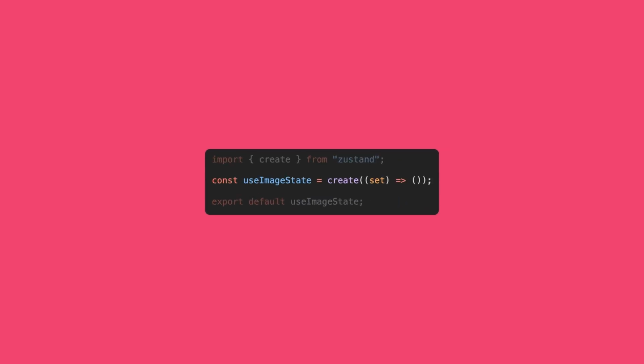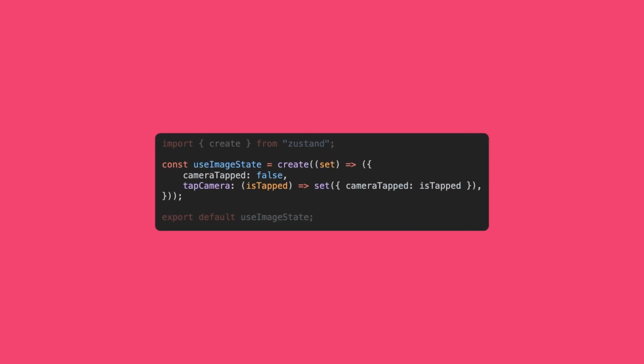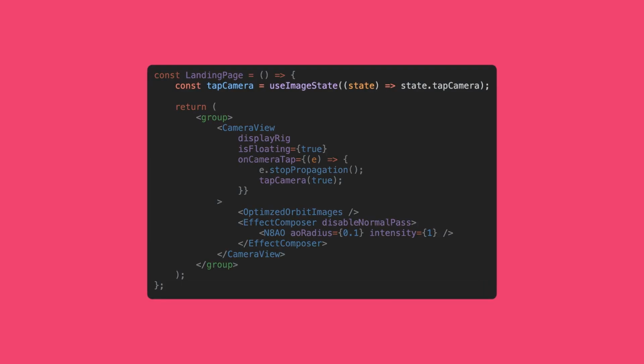To quickly break it down, in a new file I can create my state hook with the create function Zustand provides. There I can add all the state variables I need, as well as functions to set the state to new values. Back in my component, I can call the hook I just created and retrieve the state I need. Now, when the user clicks the camera, I can call the tap camera function I just defined, which then also notifies every component where the camera tapped state is used and updates everything accordingly.